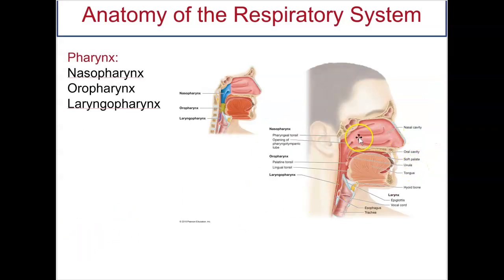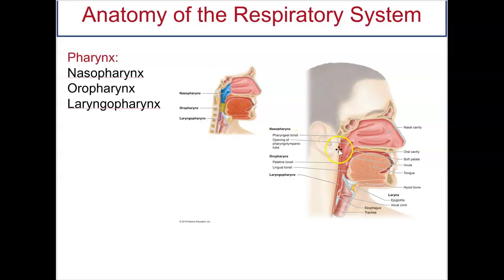Now, once the air comes in, so the flow of air, we go in our nose, we go through our nasal cavity, and we start making our way back to our pharynx. Now, the pharynx has 3 zones, and you can see it better in this picture. The blue is the nasopharynx. The oropharynx you probably think of as your throat, and then the laryngopharynx is a little deeper.